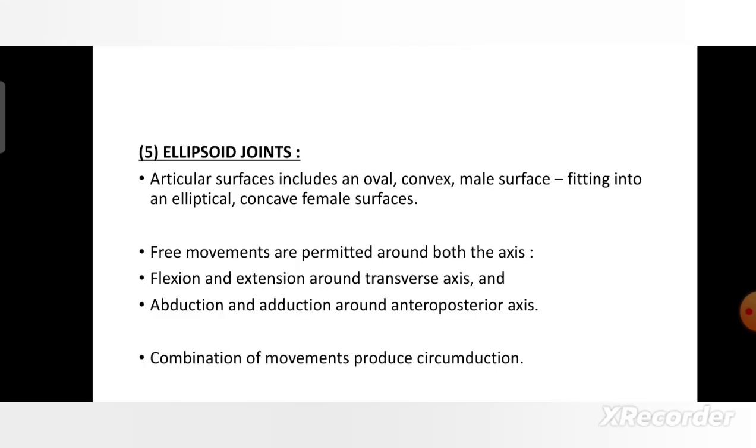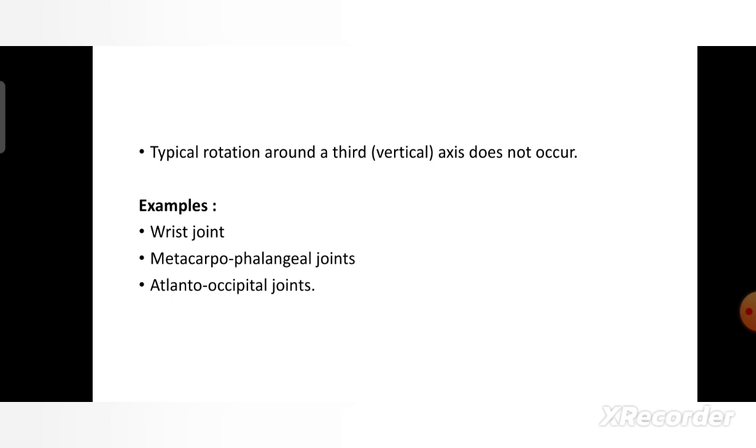So in this presentation, we will talk about the types of the synovial joint. Fifth type is ellipsoid joint. In this, articular surface includes an oval convex male surface fitting into an elliptical concave female surface. Free movements are permitted around both the axes: flexion and extension around transverse axis, and abduction and adduction around anterior-posterior axis. The combination of movement produced is known as circumduction. Typical rotation around the third vertical axis does not occur.